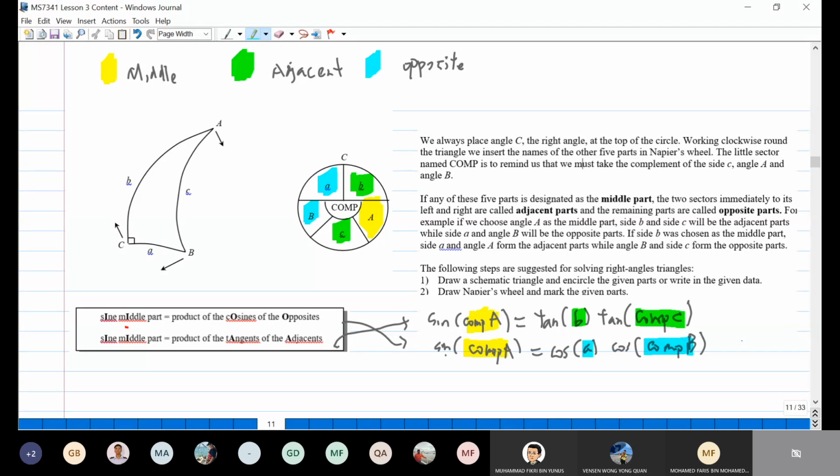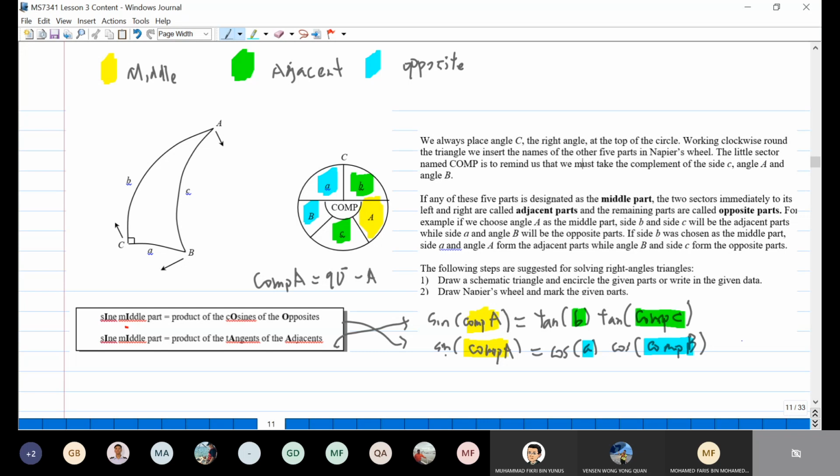So in this case, what does complement of A mean? Complement of A, as I explained to you, basically means 90 minus A. Complement of B means 90 minus B. Whatever it is, you just take it away from 90. So this will tell you how to apply Napier's rule for a right angle triangle.